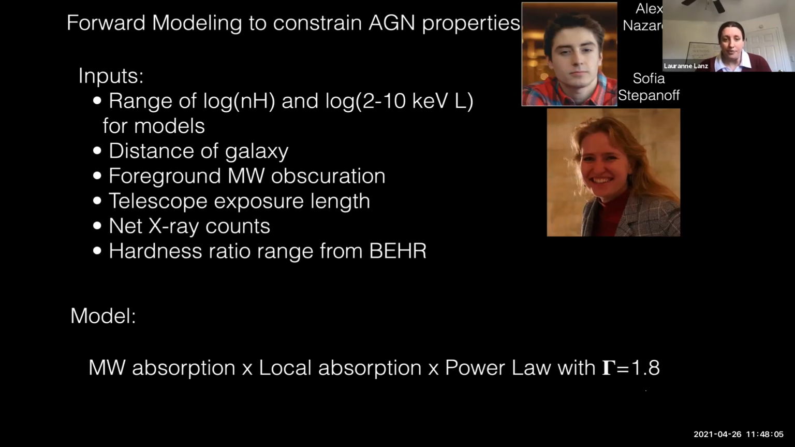Then to actually do our modeling, we need to know how long did Chandra actually look at each of the galaxies, because they're not all exactly 10 kiloseconds. What was the background subtracted number of counts that were actually observed by Chandra? And then we also determine a hardness ratio range. So hardness ratio is effectively a measure of spectral shape. How many of your photons are at low energies in soft X-rays versus high energies in hard X-rays. And we determine this range using the Bayesian BEHR code, which works even if you don't have a great number of counts.